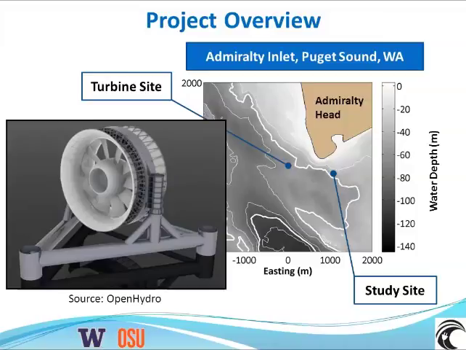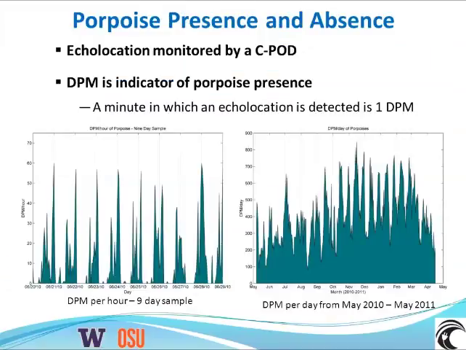The turbines, the pair of turbines, which you can see an image of over to the left, are proposed to be deployed about 1 kilometer to the west of Admiralty Head. That's that brown shaded landmass. And the study site I'm going to be talking about is about 1 kilometer east of that, directly south of Keystone Harbor. That's a keystone-shaped in-cut into Admiralty Head. Next slide.